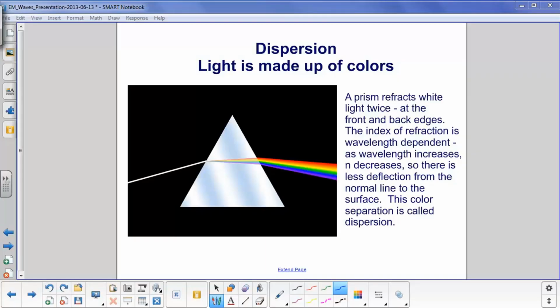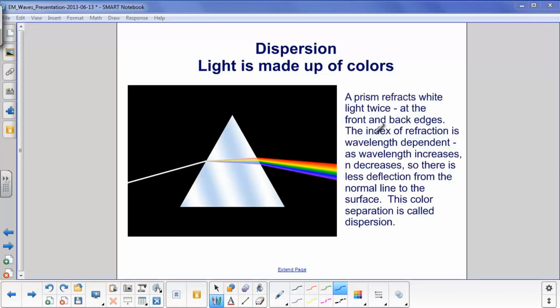Dispersion, or light is made up of colors. Here we have a prism, a glass or plastic prism, and we have an incident light beam, which is white. Basically, it's just normal light because light is white. As it enters the first surface here, it refracts. And you can see the line going through here, but something else interesting is happening here. The colors are starting to show. Then over here, the direction of the light bends again, so it refracts twice.